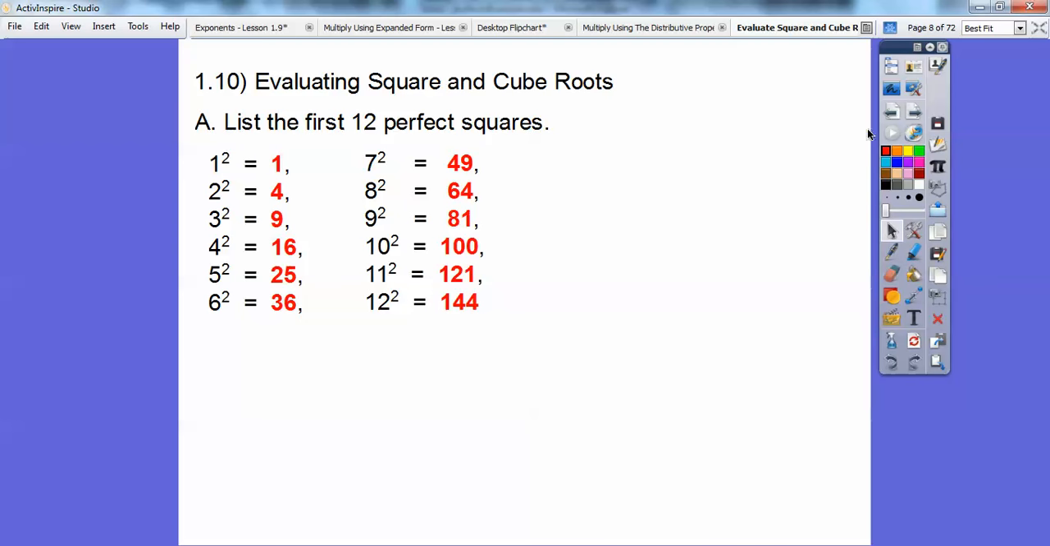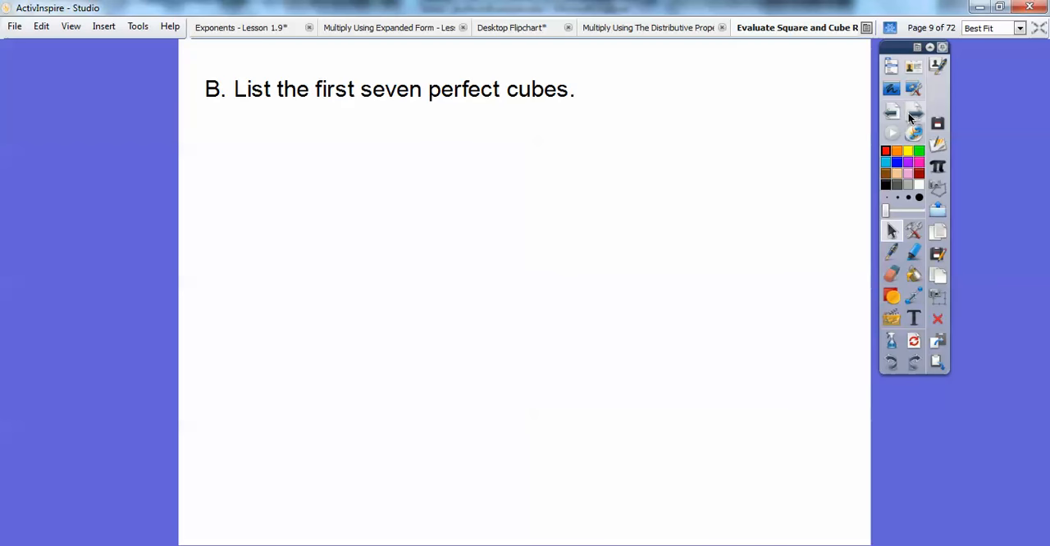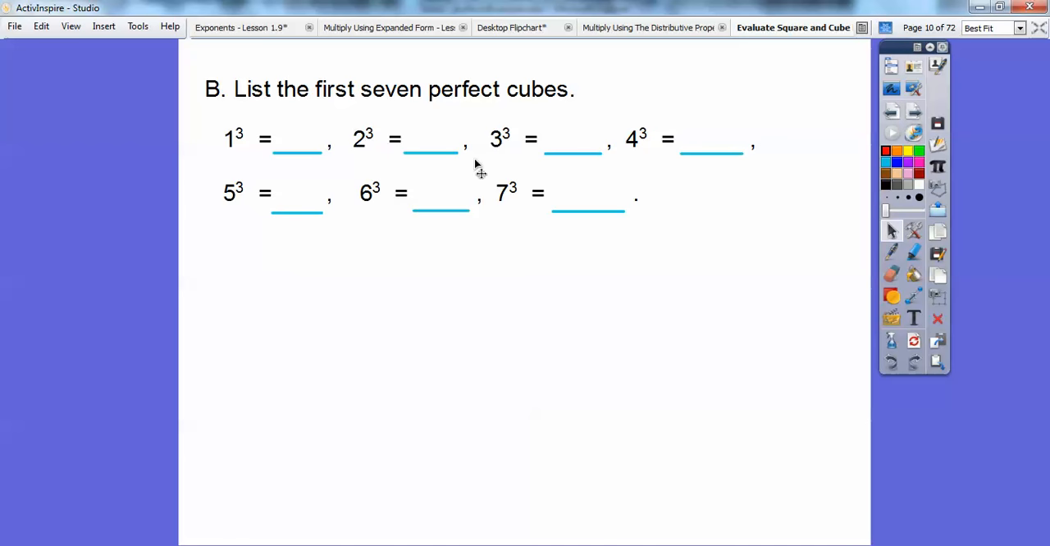Especially in this lesson and the next future lessons, let's list the 7 perfect cubes. Cubed means 1 cubed, 2 cubed, 3 to the third, 4 to the third, all the way up to 7 to the third. 1 to the third is easy enough: 1 times 1 times 1. I don't need to explain that. 2 times 2 times 2 is 8. Don't think it's 6, you guys. 2 times 2 is 4, and 4 times 2 is 8.